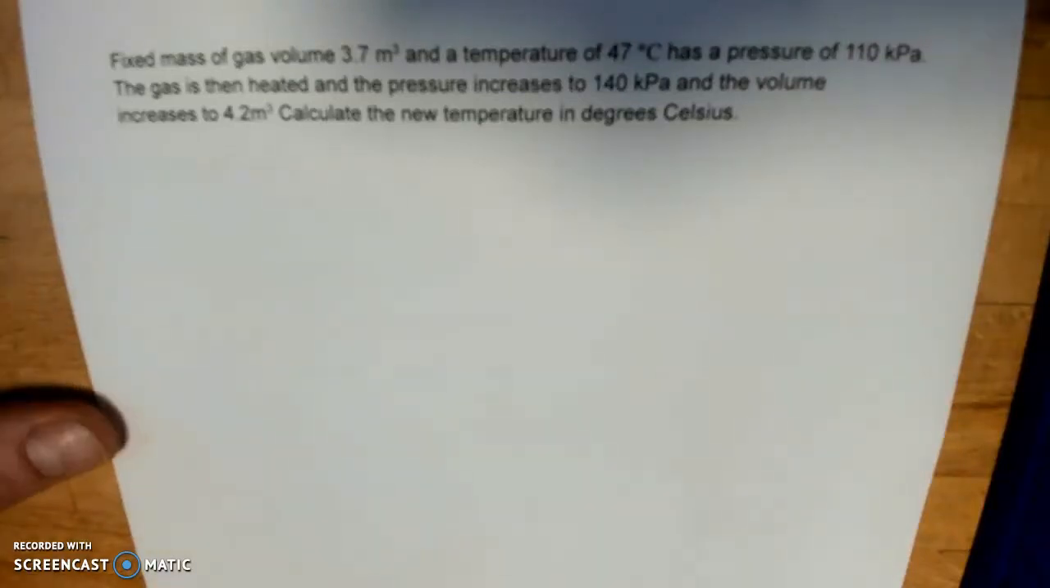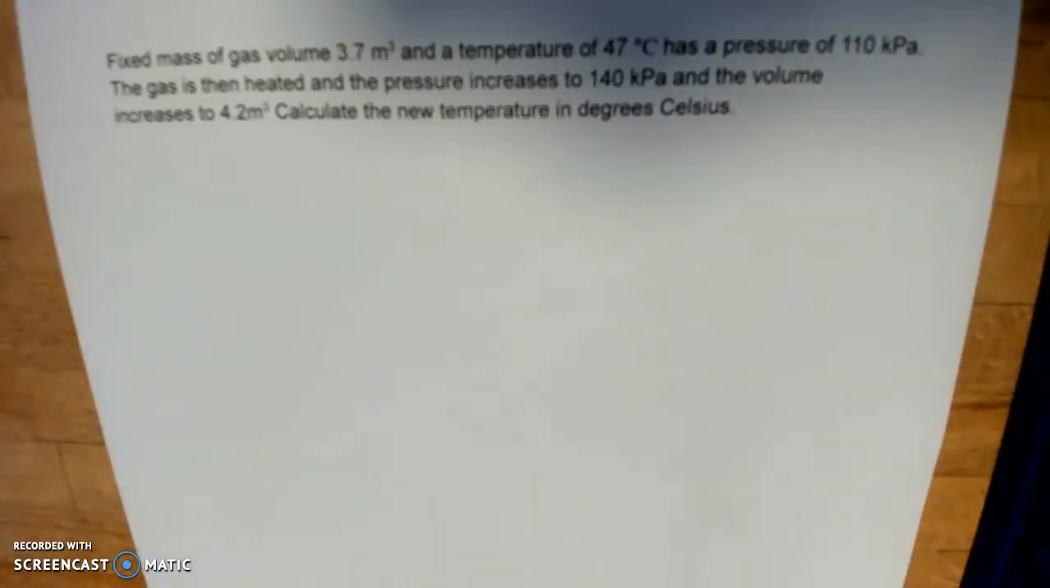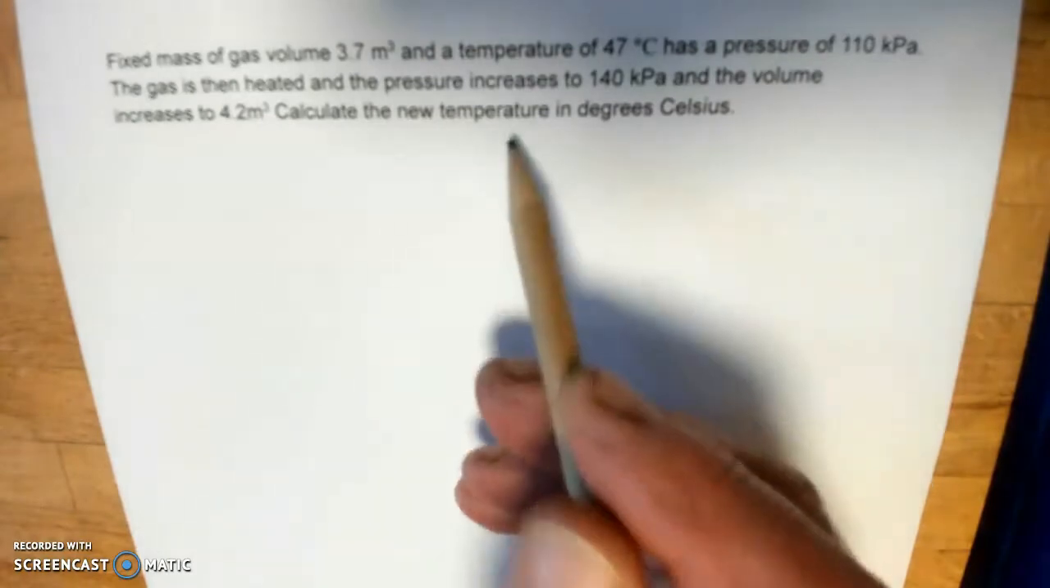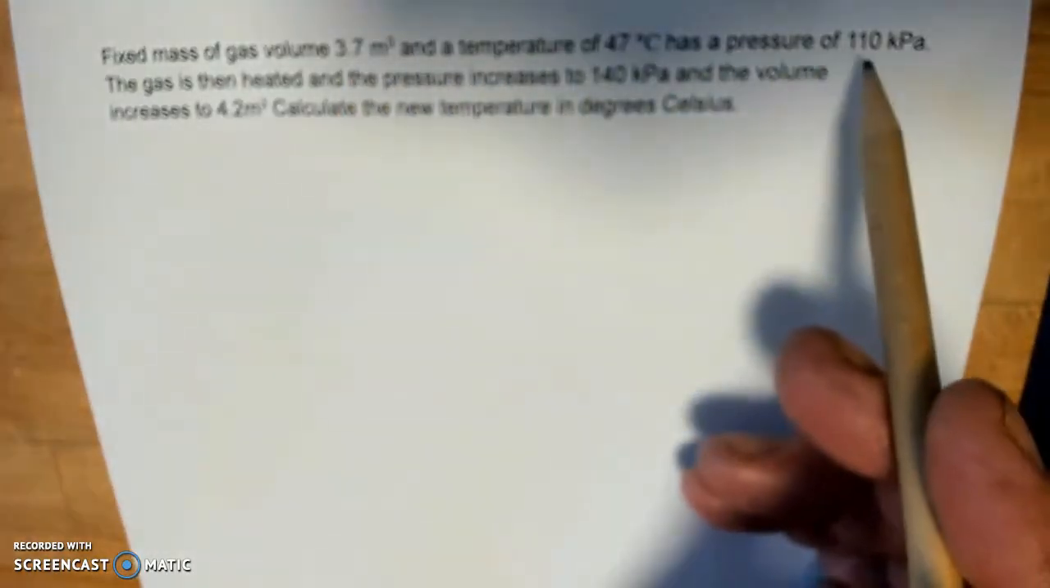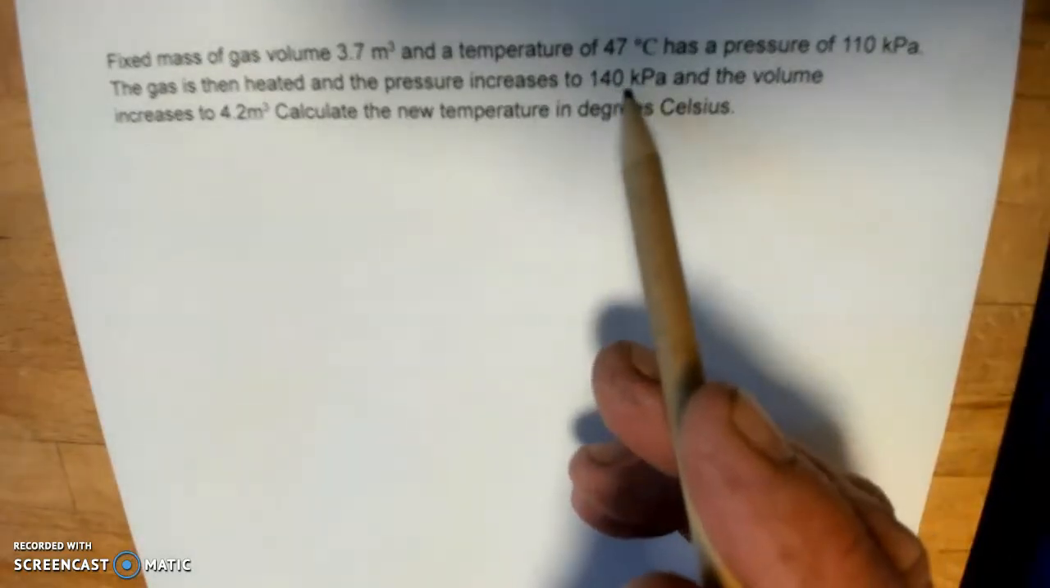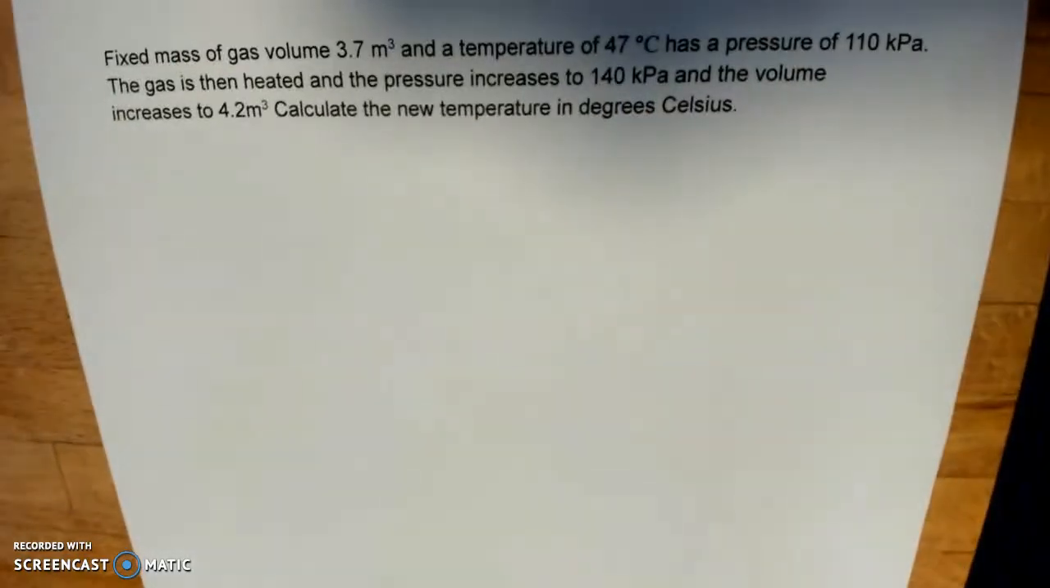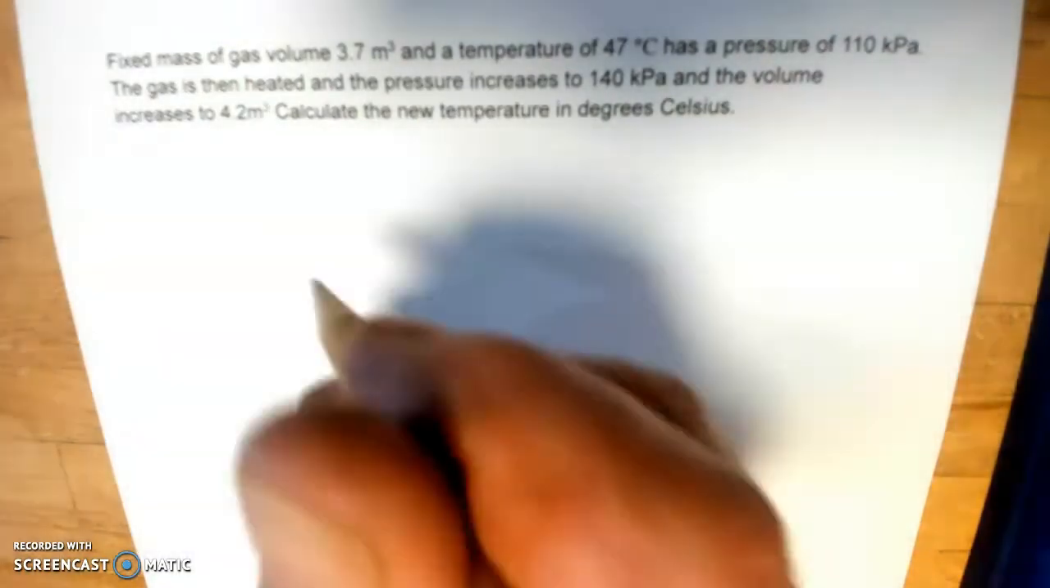This is going to take you through the trickiest of the general gas equation calculations, where you're trying to find the second temperature. So we're told an initial volume and temperature and pressure, and we're told a final pressure and a final volume, but we're trying to calculate T2. So let's just get everything down here.